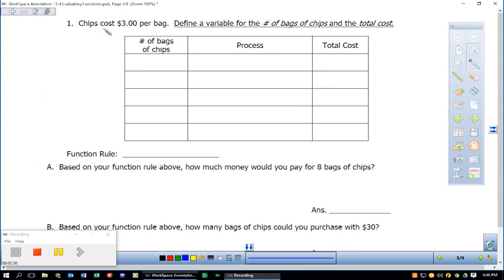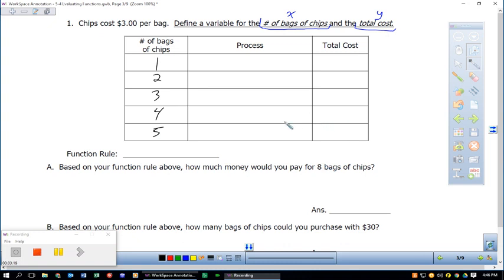So number 1, chips cost $3 per bag. First, we need to define a variable for the number of bags of chips and the total cost. I'm going to go with the number of bags of chips as the input, x, because it actually gives us the total cost. So I'm going with the total cost, I'm going to use y for that. So number of bags of chips: 1, 2, 3, 4, and 5.